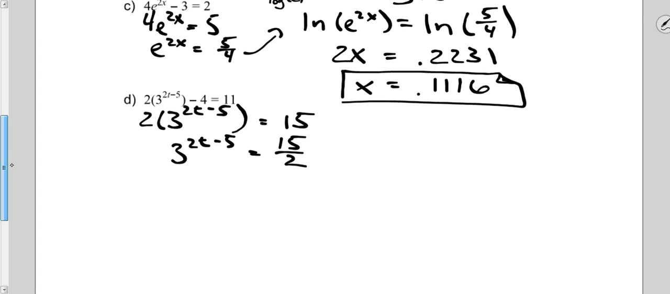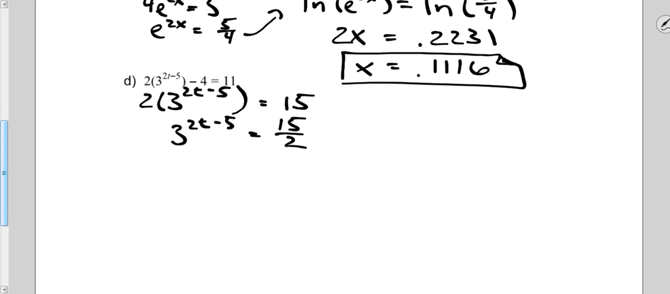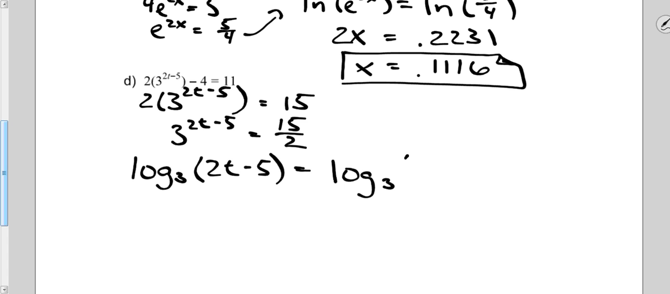Now what? Well, now you would take the log of both sides. What kind of log? Base 3. Why, Kaylee? That's the base of the exponent. Bam! I couldn't have said it any better myself. The base of the exponent is the log base that you take. So this is going to be log base 3 of 2t minus 5 equals log base 3 of 15 halves.